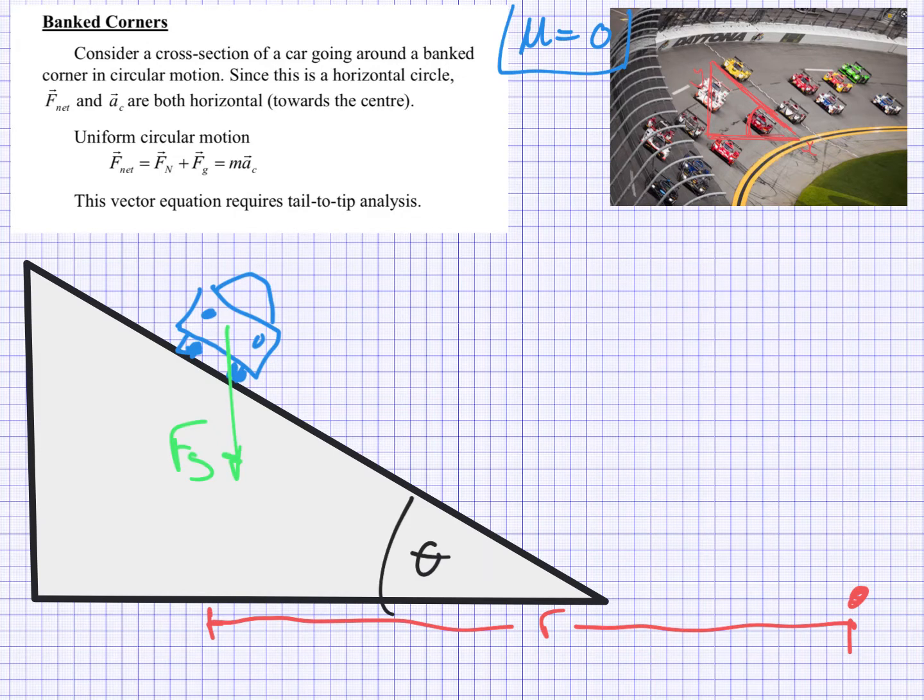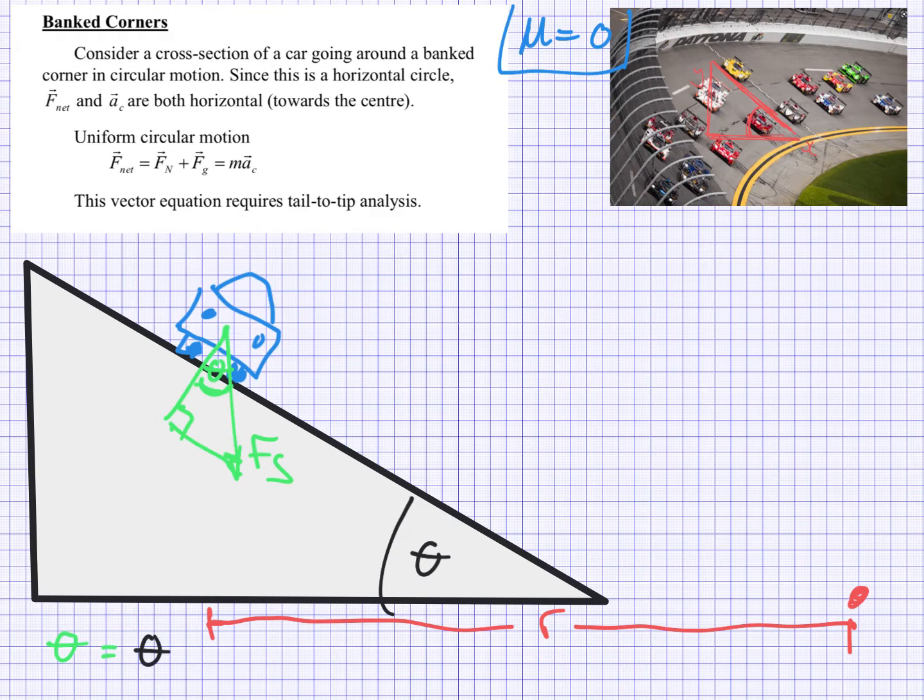Let me just move Fg out the way. Here we go. We could keep analysing this triangle. I'll use green here, making a triangle here with a little right angle. Obviously, this is still Fg. This angle in here would be the same. So let's call this green theta. So we're going to say that green theta is equal to the theta of the banked corner.